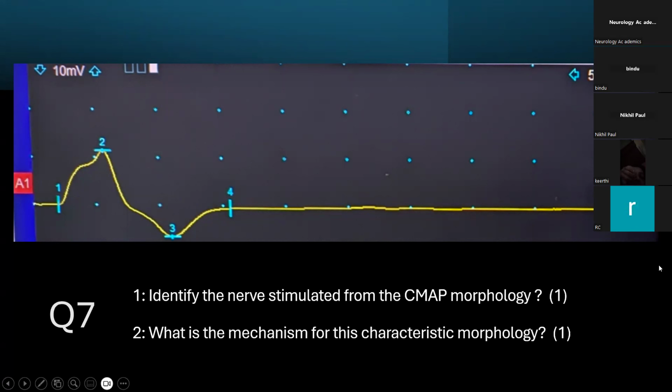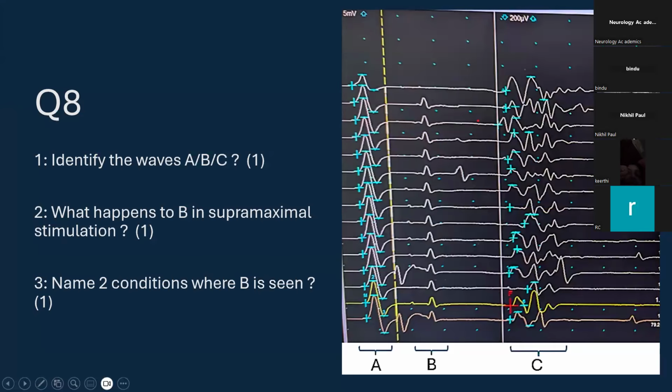Next question. In the study, identify the waves A, B, and C, which are marked below. What happens to B in a supramaximal stimulation, and name two conditions where B is seen.